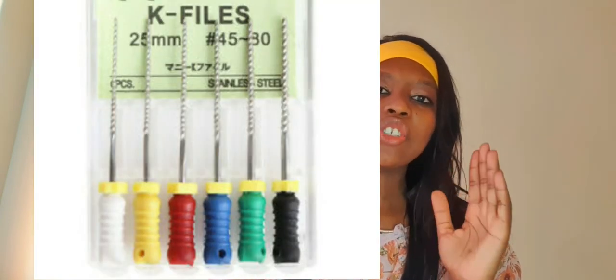We then have files, ladies and gentlemen. So normally we use files to gain entry into the canal, as well as to remove tissue from the canal, and then as well widen and shape the canal as we are making use of them. So files basically enlarge and smoothen canals. They remove necrotic tissue, as I had mentioned before, as well as help shape the canal.